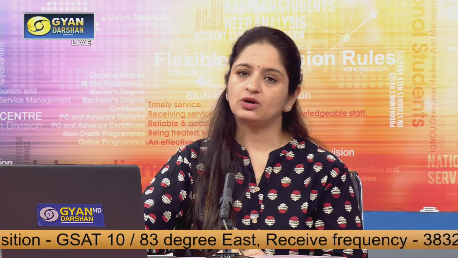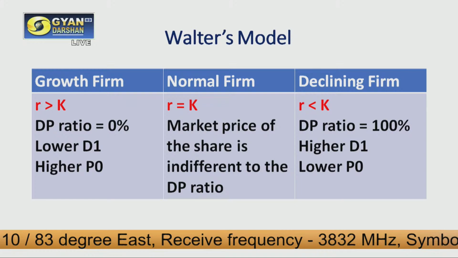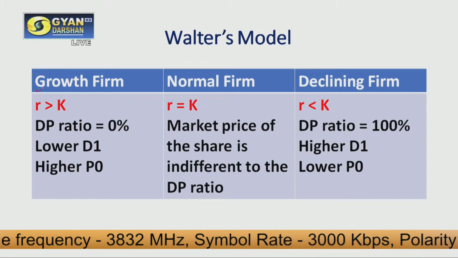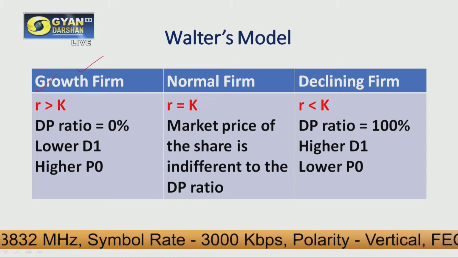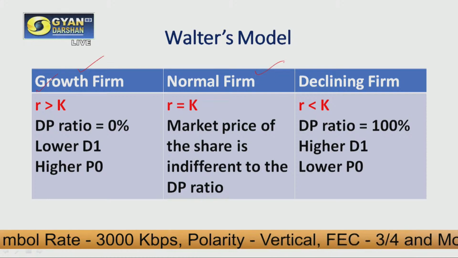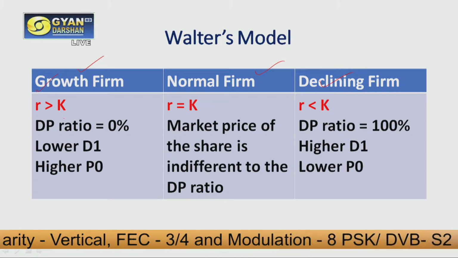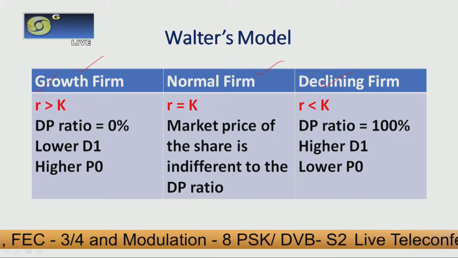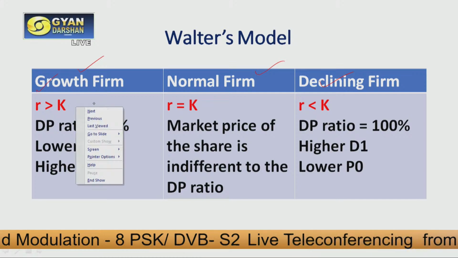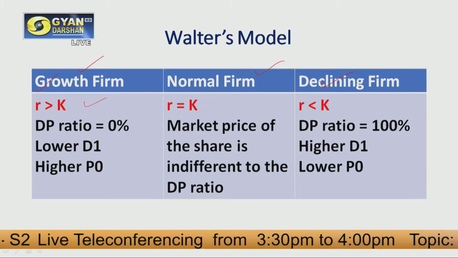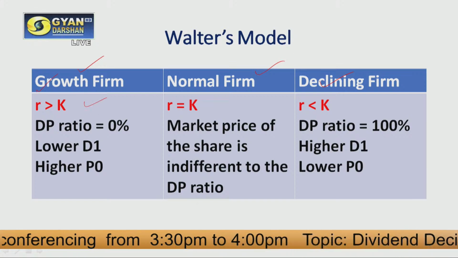Now this model can also be summarized in the form of a small table which will be visible on your screen. So there are three different types of firms we are considering here. One is a growth firm, the firm that is in the growth stage. Then we have a normal firm, which is a stabilized firm, and then we may have a declining firm. When the firm is a growing firm, in this case our return is more than cost. That means we are getting more return as compared to the cost which we are paying.